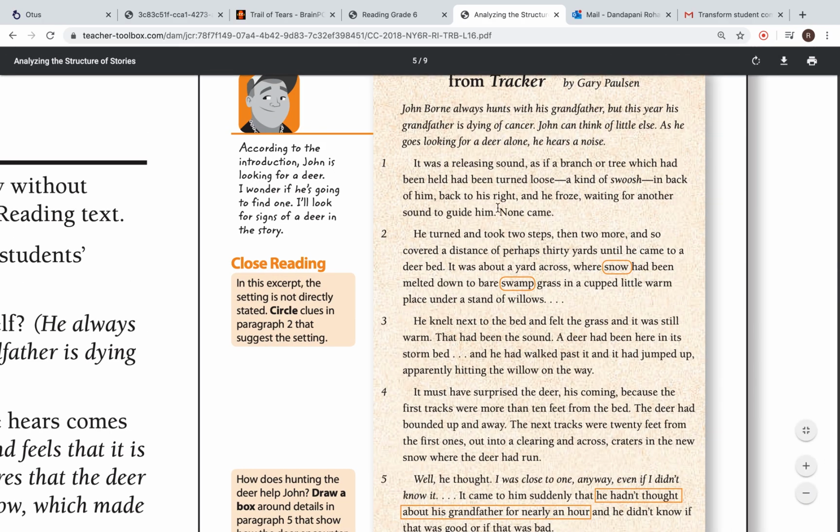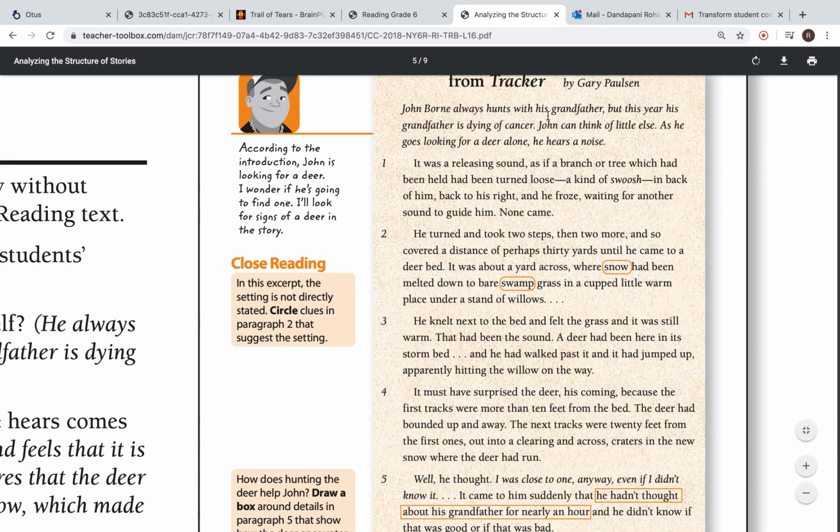From Tracker. So let's also, we know that the genre is an adventure story. And let's read from the top. As a matter of fact, whenever we have these texts, you want to look at the close reading hints, right? So in this excerpt, the setting is not directly stated. We want to circle clues in paragraph 2 that suggest the setting of the story, right?